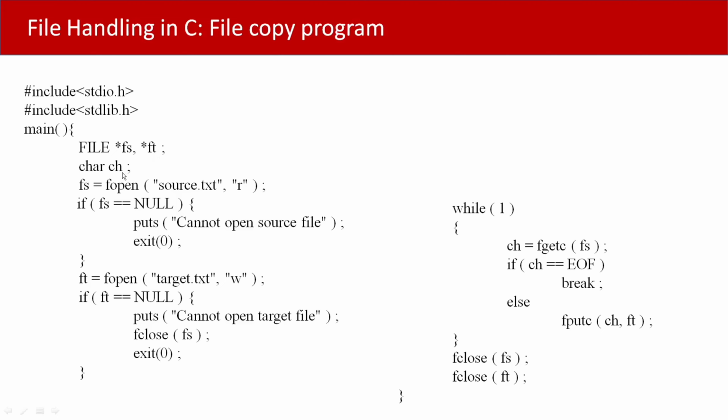Now we have taken a character ch. Now using fopen, we open the source text file in read mode, and if fs is null, then it will return an error message. Now we also open the target file in write mode. So ft is pointing to the target file and the fs pointer is pointing to the source file.